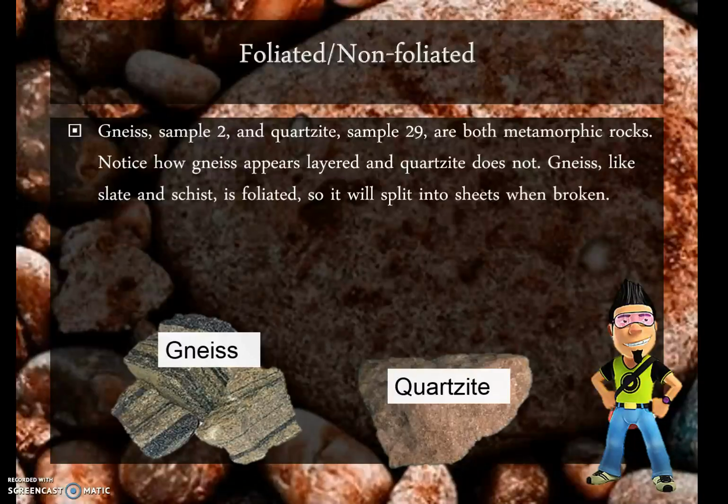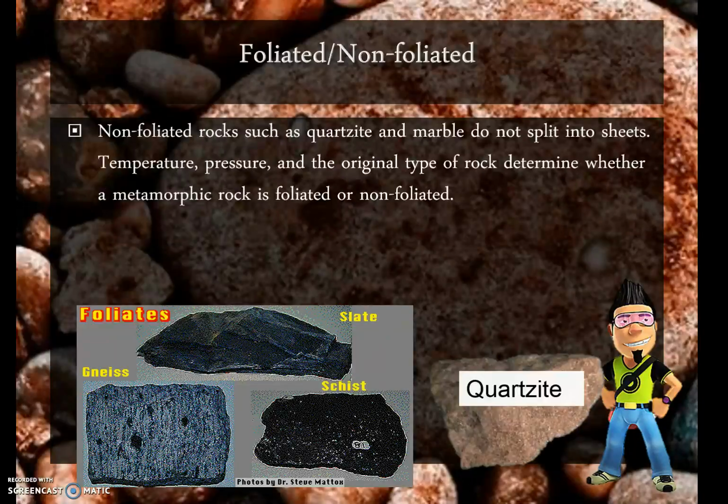Gneiss, like slate and schist, which we've talked about, is foliated. Foliated means it has layers and will split into sheets when broken. Non-foliated rocks, such as quartzite and marble, do not split into sheets. You are not going to see layers in these rocks. Temperature, pressure, and what the original type of rock was determine whether a metamorphic rock will be foliated or non-foliated.